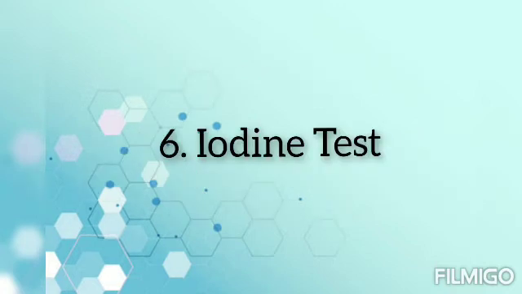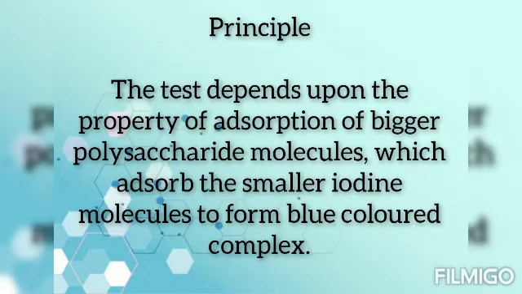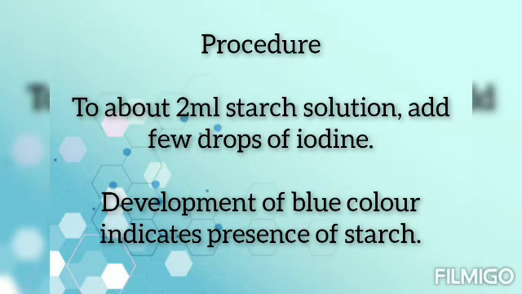The next test is iodine test. Principle. The test depends upon the property of adsorption of bigger polysaccharide molecule which adsorbs the smaller iodine molecule to form blue colored complex. This test is mainly for starch. Procedure. To about 2 ml starch solution, add few drops of iodine, and development of blue color indicates presence of starch.